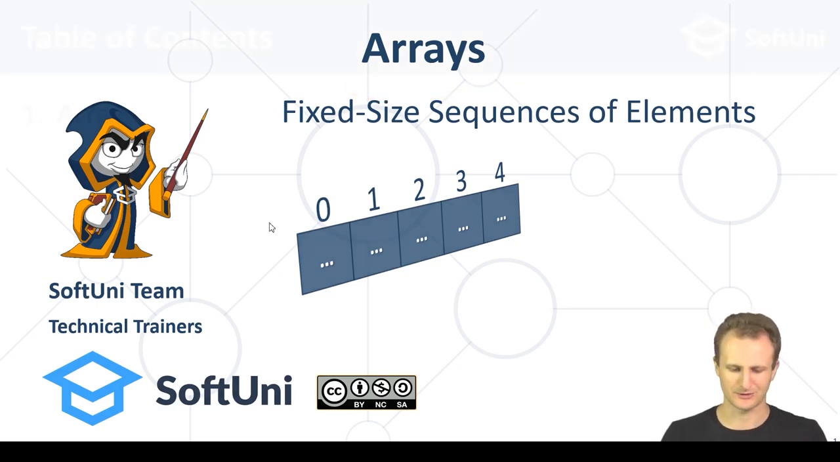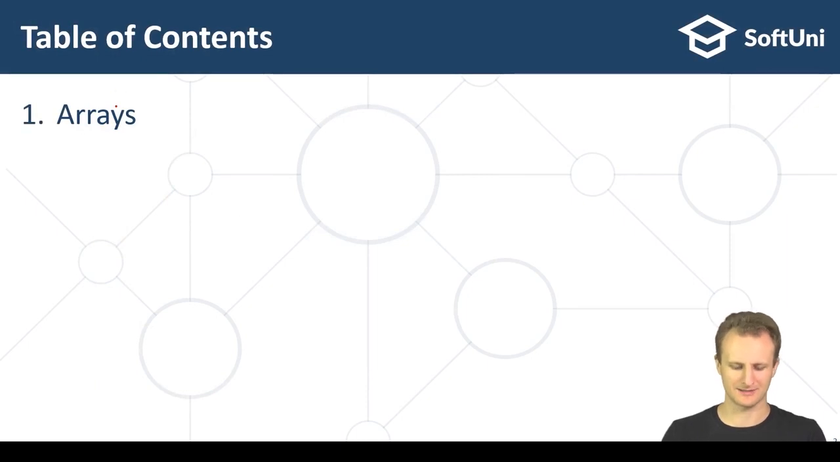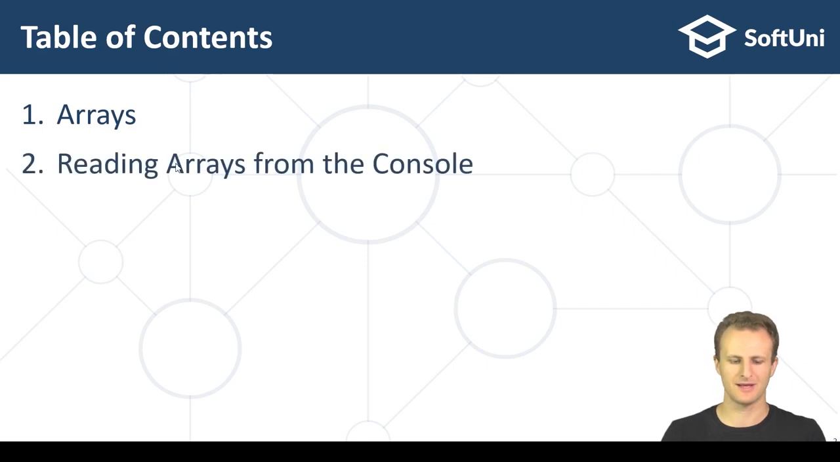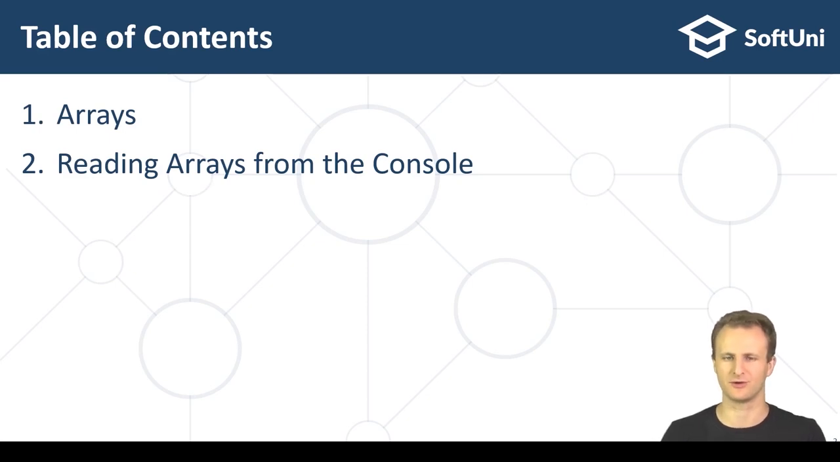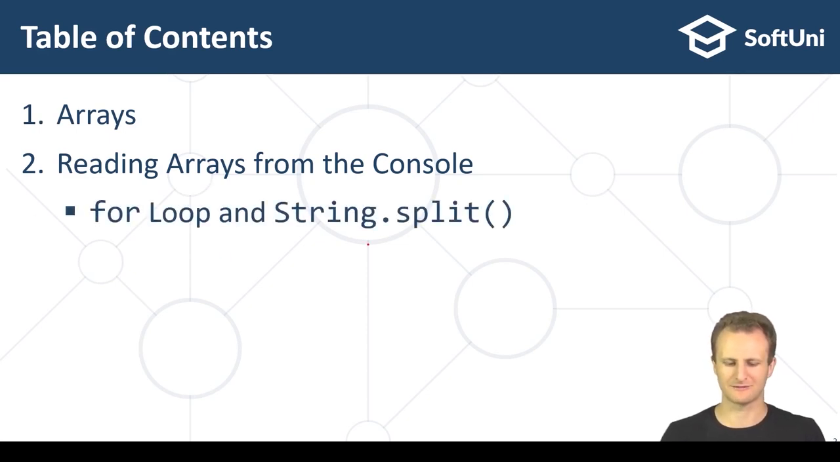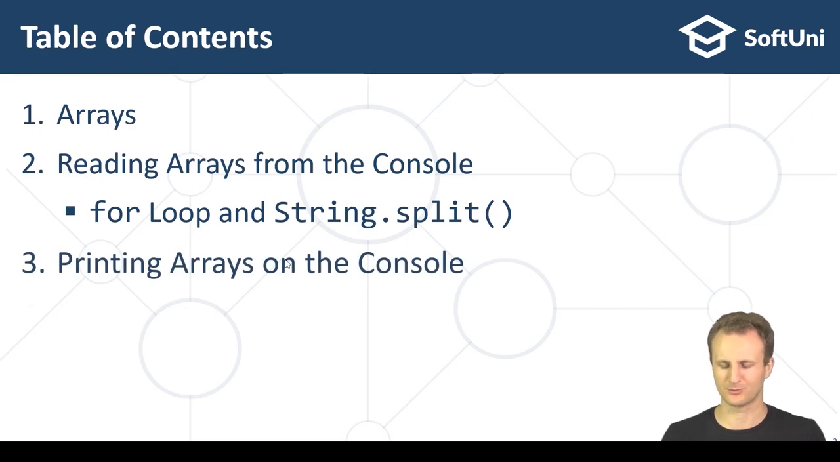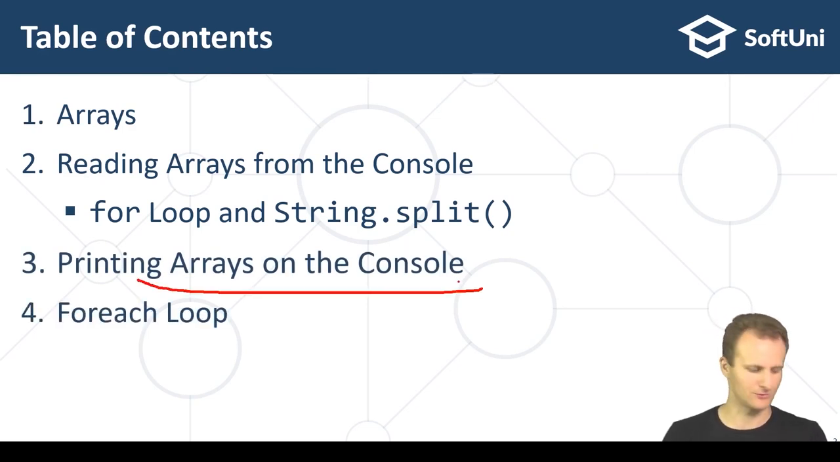So what are we going to talk about today? Well, arrays is our main subject. We'll talk about what they are, how we can create them, how we can use them, how we can read them from the console and of course, write them to the console, meaning how we can do input and output of arrays from the console. Then we'll talk about stuff like string.split. We'll talk about using a for loop to read the arrays. We'll talk about printing them with loops, and we'll talk about printing them with standard functions like string.join. And we'll figure all that out.